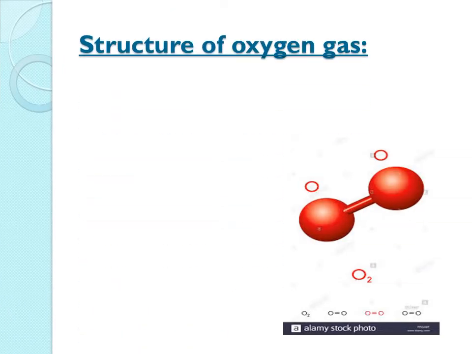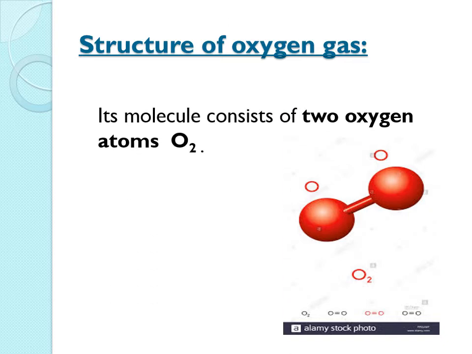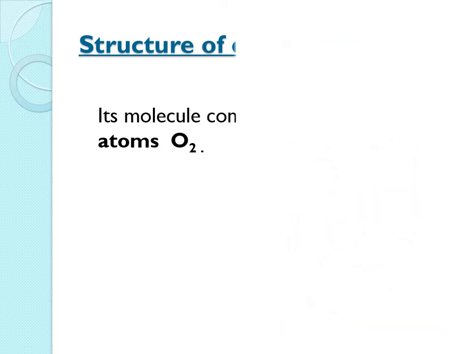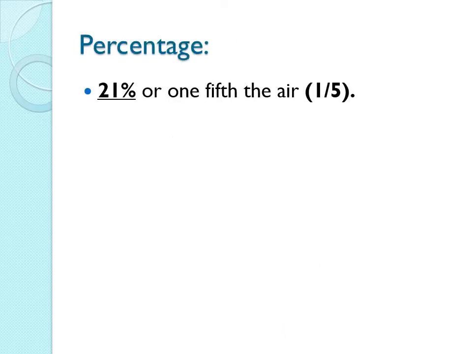Now, let's know about the structure of oxygen gas. Its molecule consists of two oxygen atoms and its symbol is O2. Oxygen represents 21% or 1/5 of the atmosphere.